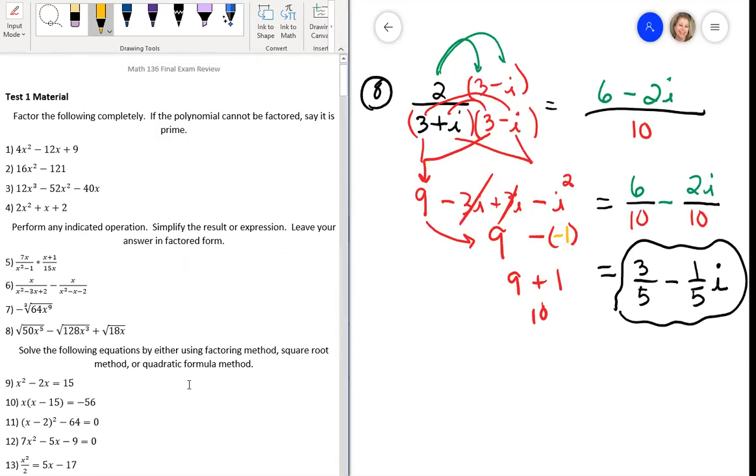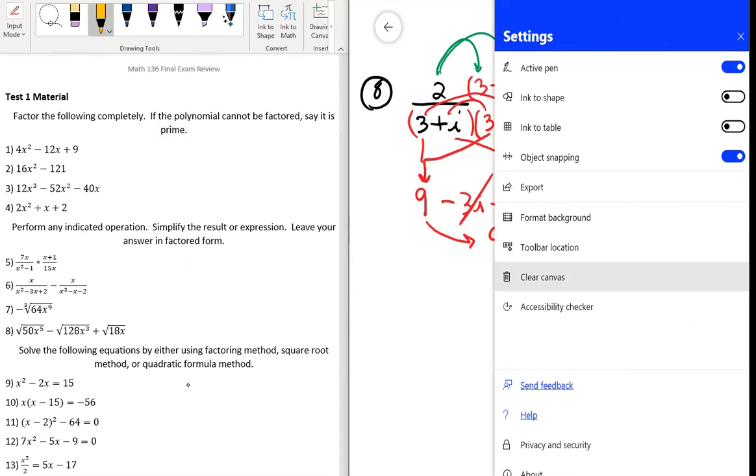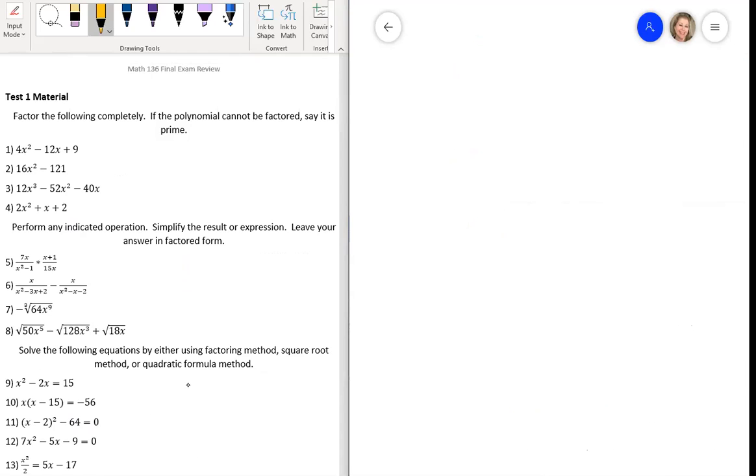Let's look at number 3, which is a good one. I'm going to go back to number 3 because that covers all sorts of factoring in one problem. It says factor the following completely. Whenever they tell me to do that, I know I may have to factor and then factor again. So I always try greatest common factoring first.